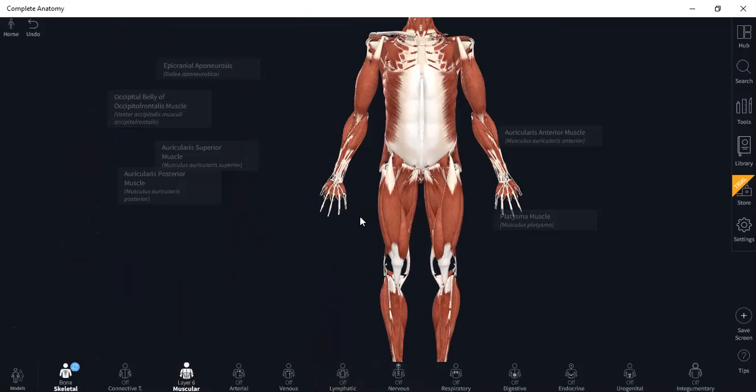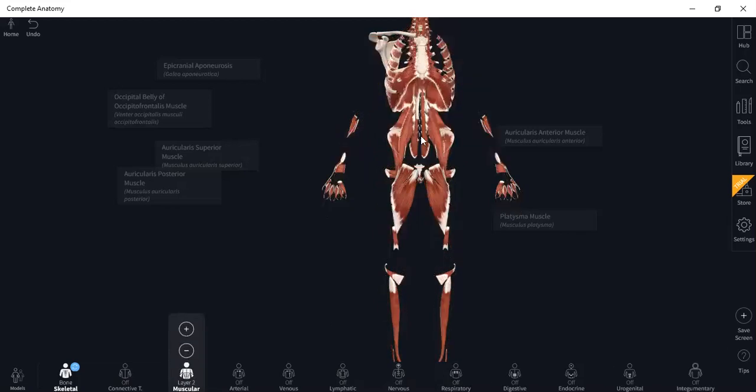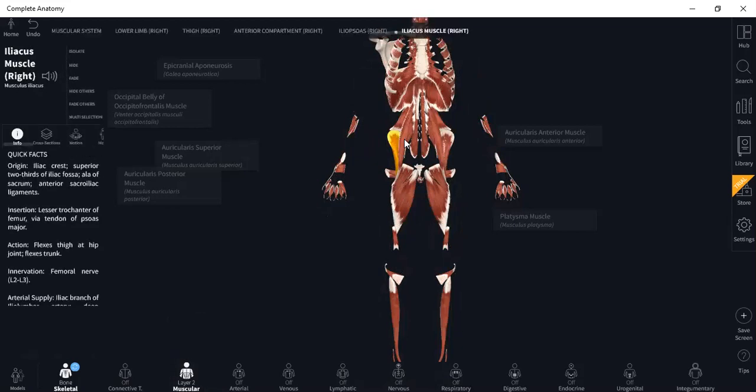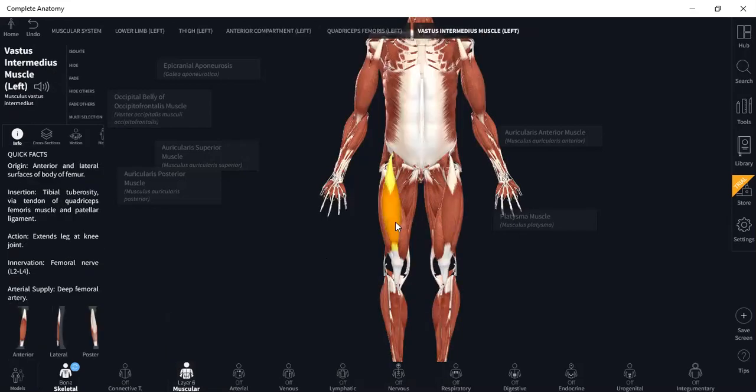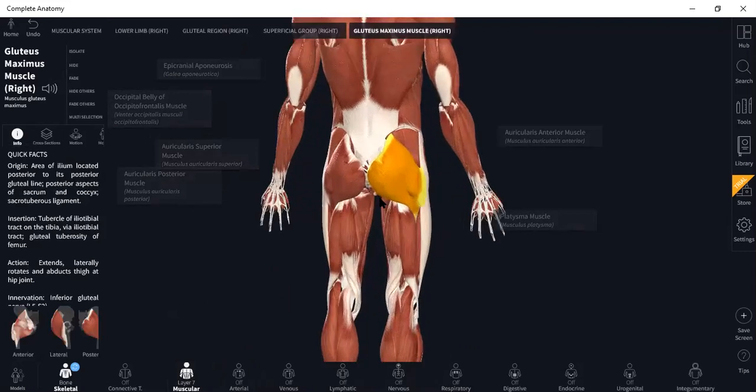Flexion of the thigh at the hip is performed by iliacus, psoas major, as well as rectus femoris. Extension of the thigh at the hip is performed by gluteus maximus.